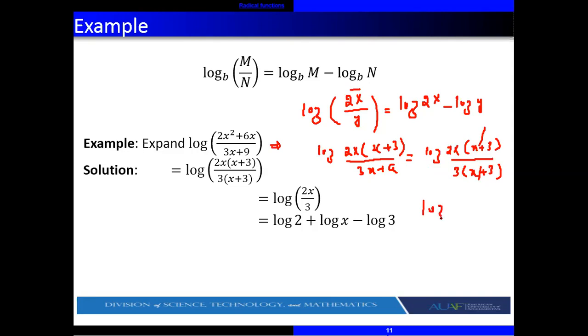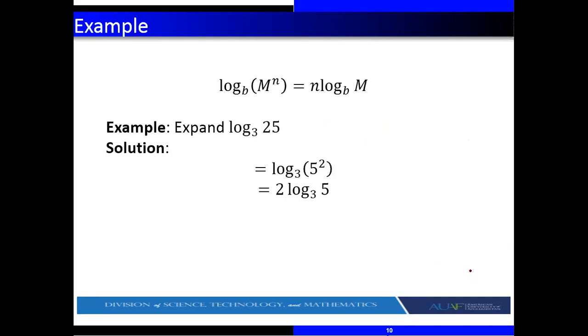We have only left with 3x divided by what? 3. Log of 2x divided by 3. So now division comes. So separately I can write log of 2x first, then log of 3. Correct? Same, we have power rule.